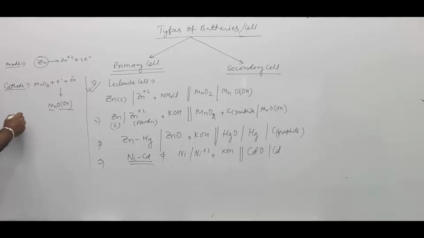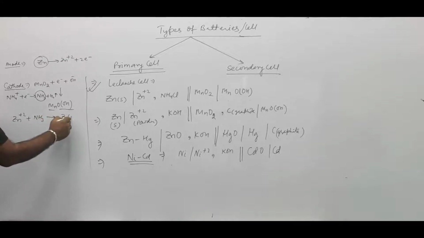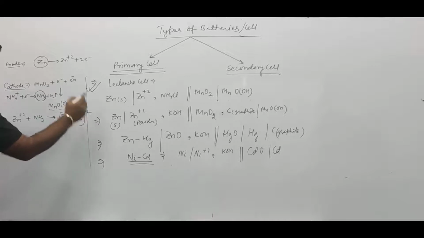Zinc 2 plus, which is left out in the solution, is there in the ammonium chloride. So the ammonium ion is also there. Ammonium ion NH4 plus plus electron will give ammonia plus hydrogen gas. So this ammonia is also at the cathode. So zinc 2 plus and ammonia will form Zn(NH3)4 2 plus.